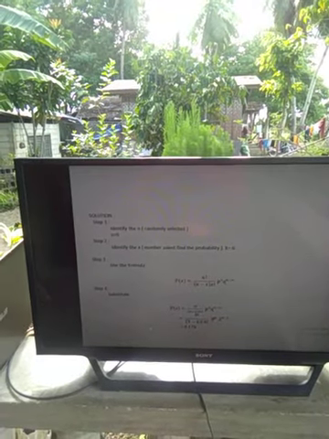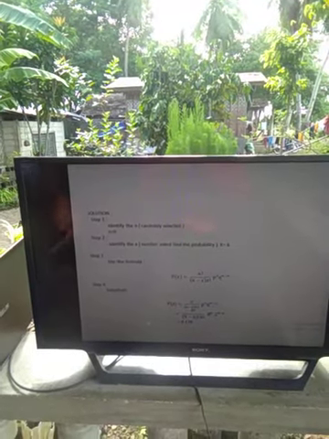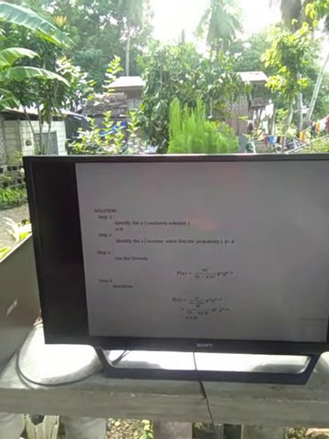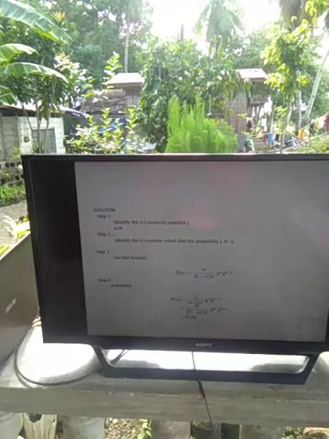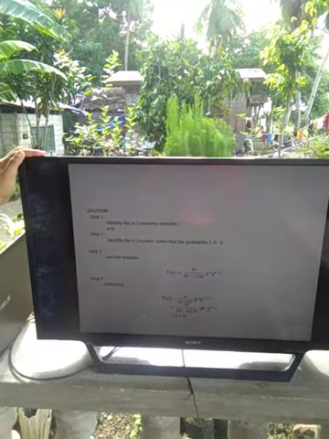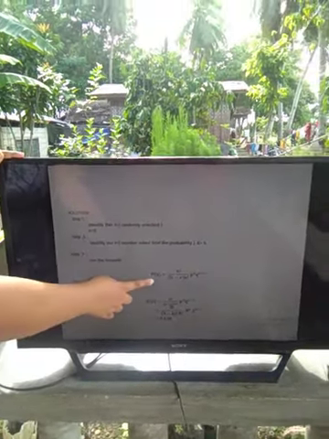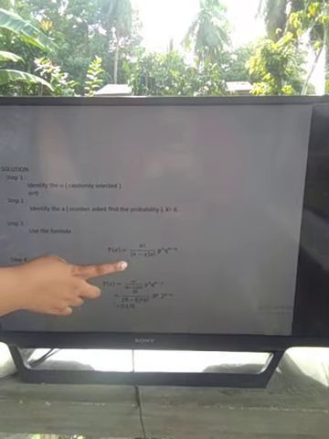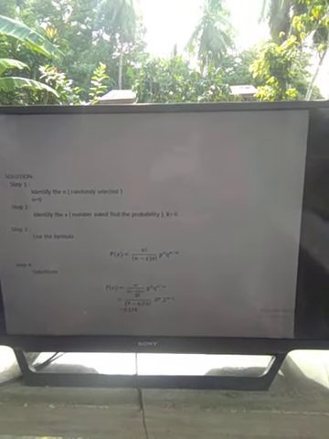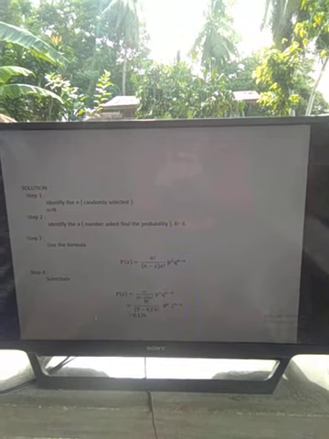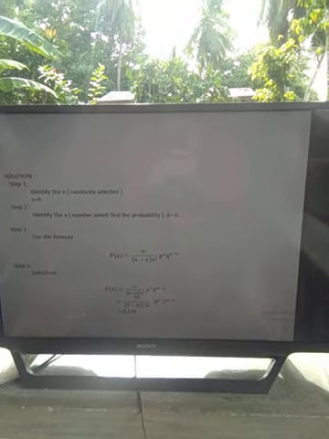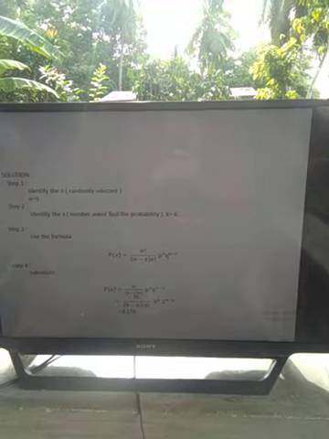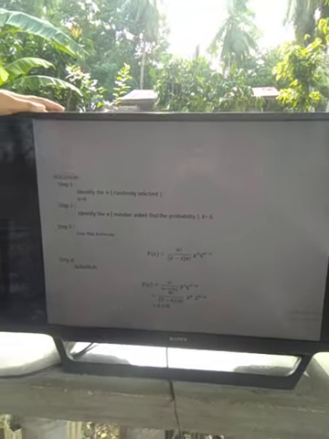Next, identify x, which is the number asked to find the probability for. In this case, the number is 6. And we will now use the formula. P(x) equals n factorial over (n minus x) factorial times x factorial, times p to the x, times q to the n minus x. Now, substitute the following.